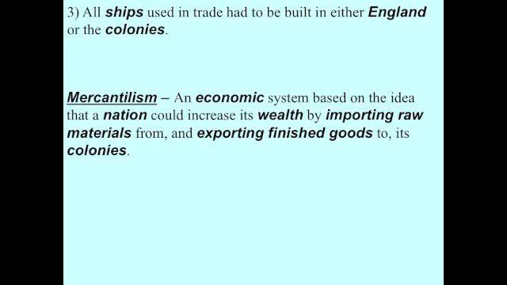Mercantilism is an economic system based on the idea that a nation, in this case Great Britain, can increase its wealth by importing raw materials and exporting finished goods. So you would have the import of raw materials like lumber, iron, and cotton, and they would export the finished goods, the furniture, the tools, the textiles, back to the colonies. So they were making wealth by bringing in these things that the country did not have, turning it into something useful, and then selling them back to the people that originally gave the raw material.